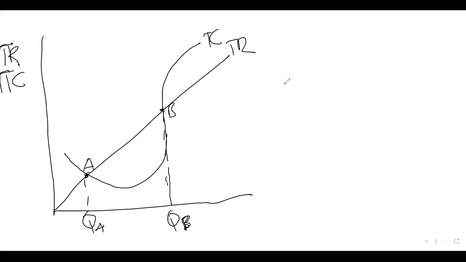Okay. Now, what this means is that at point A, the firm can still produce because when the firm exceeds point A, the total revenue curve exceeds the total cost curve. So all this portion here is profit. Now, at point B, when the firm exceeds point B, the firm will be incurring losses because total cost will now exceed total revenue.